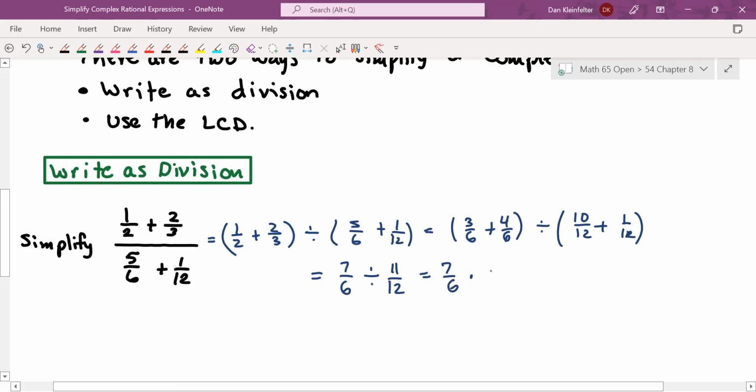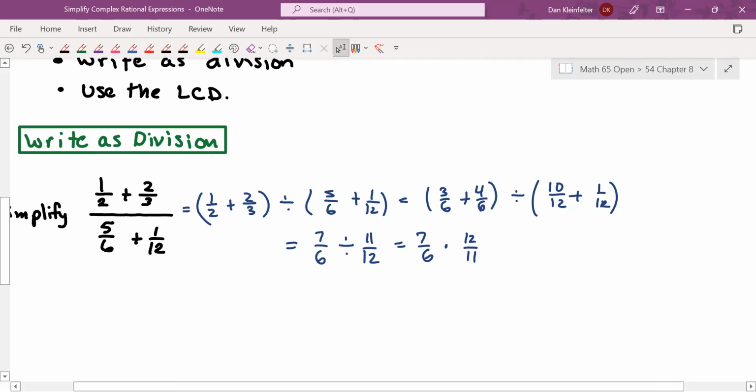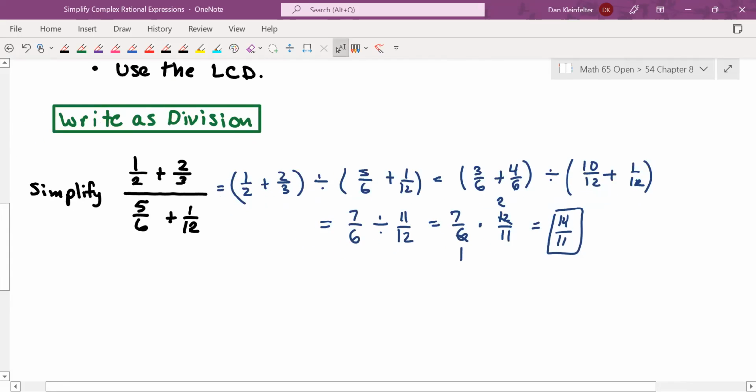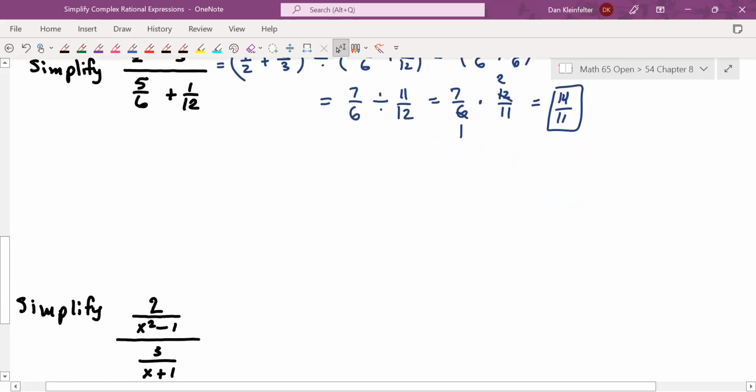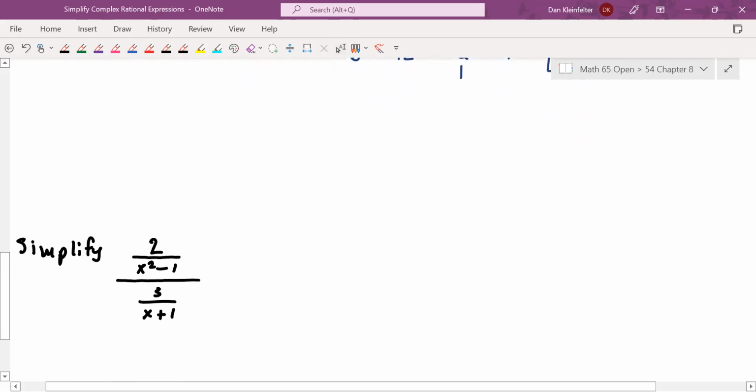We'll turn the division into a multiplication. And the 11/12 will become 12/11, of course. So try to simplify whenever you can. And it looks like we have 14/11 at the end. Okay, so that's basically how it goes when you write as division. You simplify the numerator and denominator as much as you can, and then divide. Okay, so let's try that again.